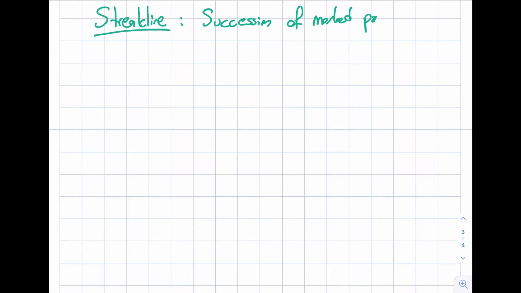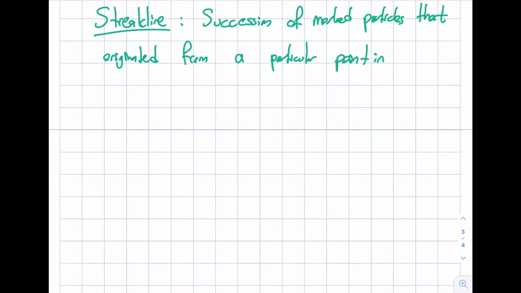So now I want to talk about the second thing that I have over here. It's called the streak line. You may want to look at the first half of this terminology. It's called the streak. So basically what it is, I'm going to write it this way: succession of, let's call this marked, particles that originated from a particular point in the flow. Succession of marked particles that originated from a particular point in the flow.